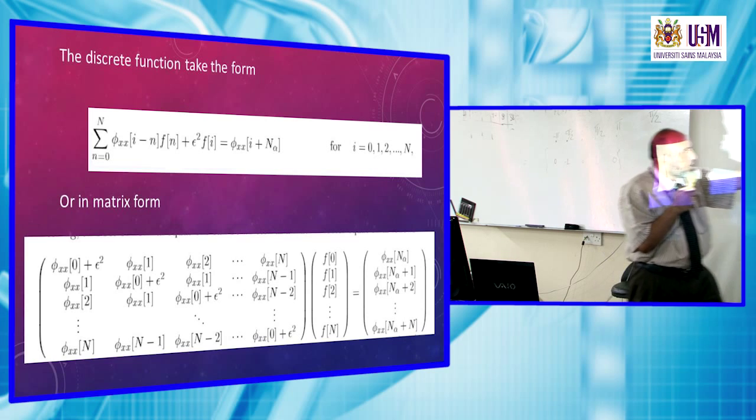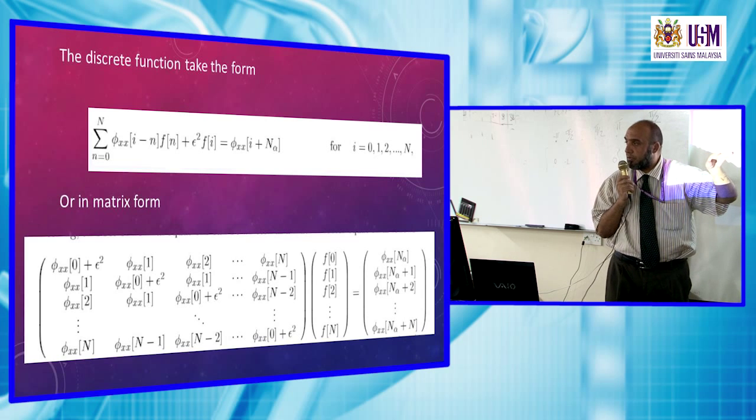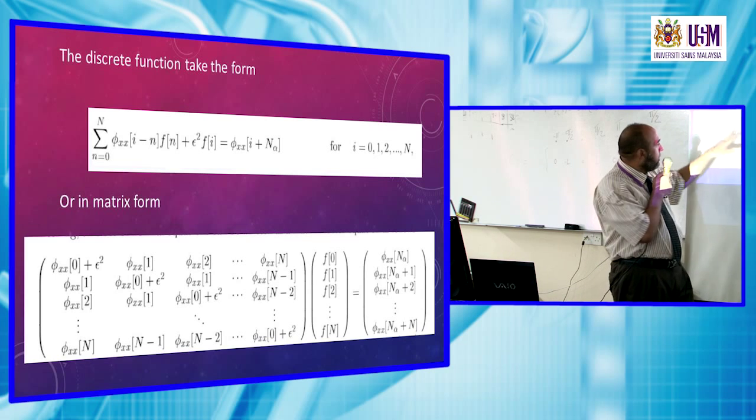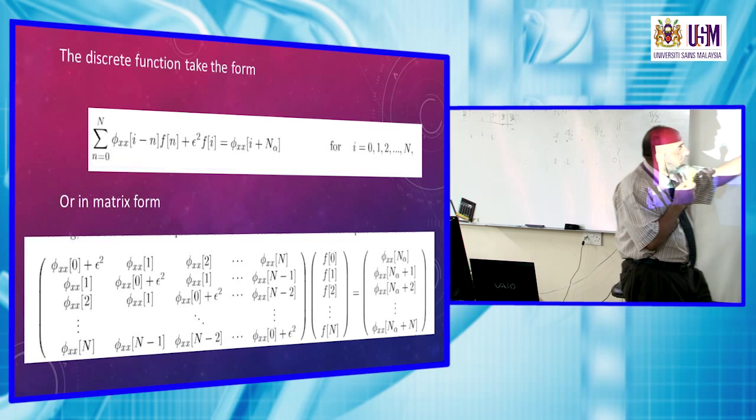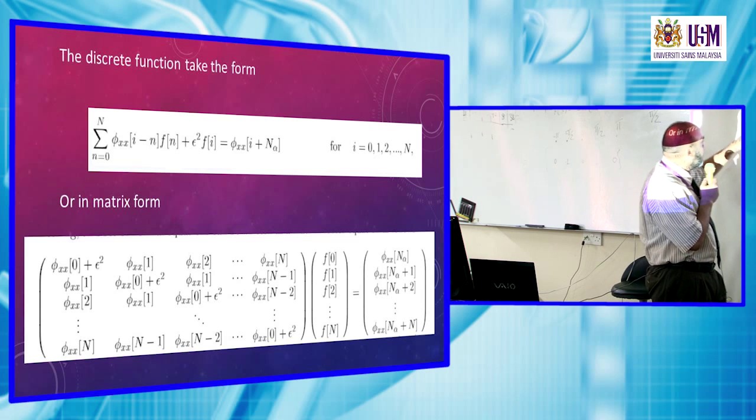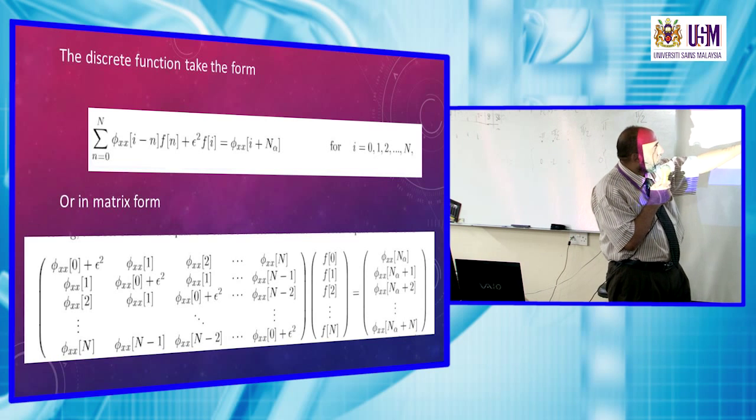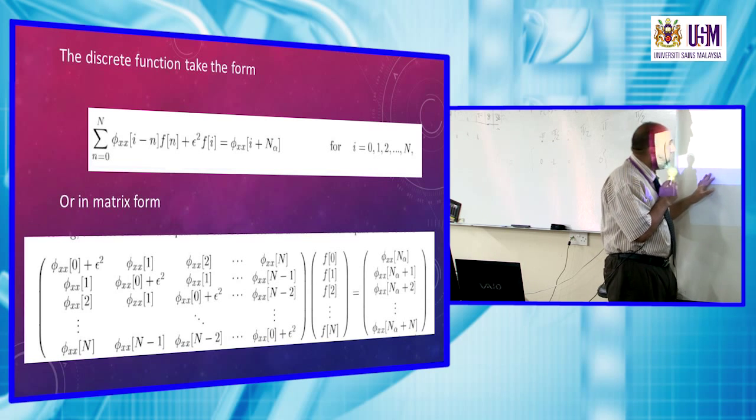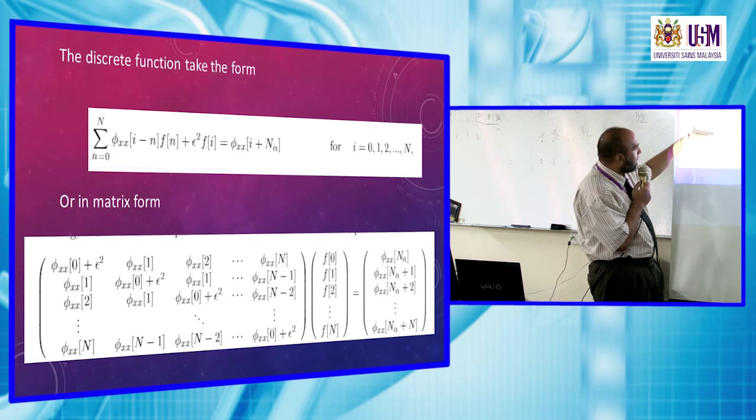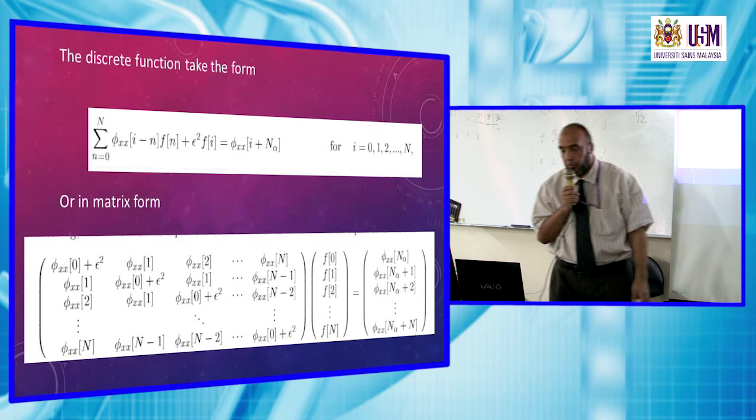So if you multiply f, you know matrix multiplication, of course. So here we would have phi xx of 0 times f of 0 plus epsilon square, phi xx of 1 times f of 1, phi xx of 2 times f of 2, until the end of the summation. And then we do the same for the second row and third row until we end with the last row we have.